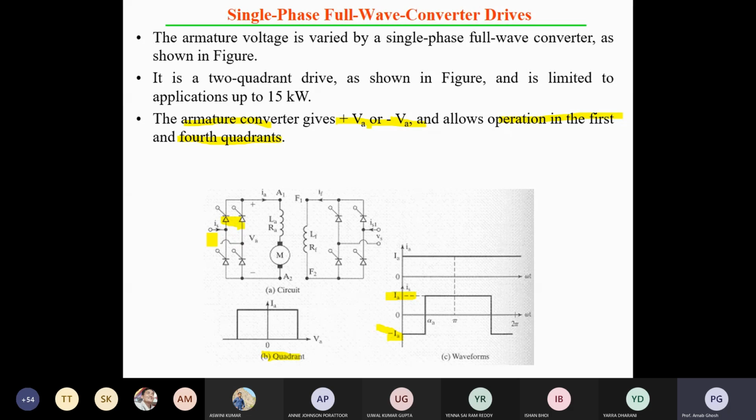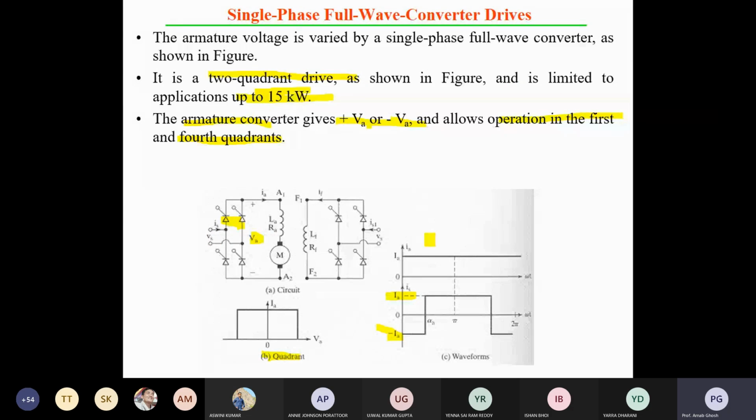Plus 2 VA means the switch rating must be more than the armature voltage, so 2 times your armature voltage. Okay, if it is not there, there is a chance of damaging the switches. So the two quadrant drives are shown in the figure and are limited in application up to 15 kilowatt. Up to 15 kilowatt, that drive we can operate.